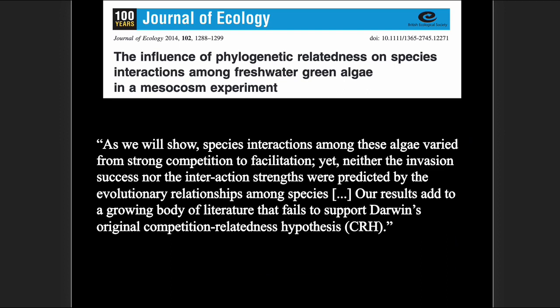Continuing, "As we will show, species interactions among those algae varied from strong competition to facilitation. Yet neither the invasion success nor the interaction strengths were predicted by the evolutionary relationships among species. Our results add to a growing body of literature that fails to support Darwin's original competition relatedness hypothesis, CRH." That's a newer term for Darwin's idea.